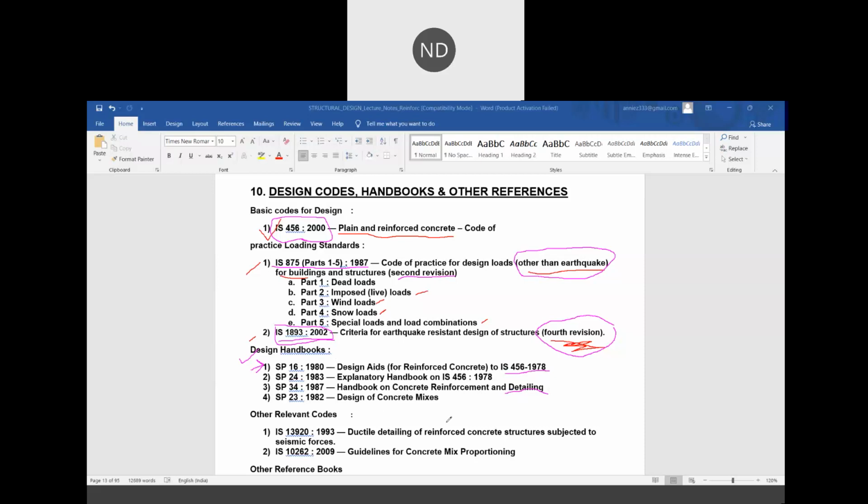Okay, so what are the other relevant codes? IS 13920, ductile detailing of reinforced concrete structures subjected to seismic forces. So when seismic forces are there, you have to do the ductile detailing. All the specifications are mentioned in IS 13920 1993. Guidelines for concrete mix proportioning is IS 10262 2009. You have to remember which IS code is used for what.